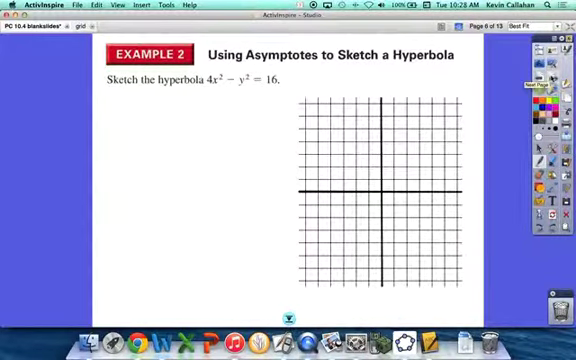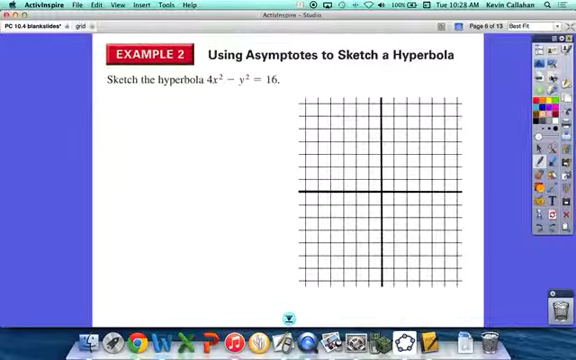So now use asymptotes to sketch a hyperbola. Example 2. So now we're going to see where the B comes up, and it involves asymptotes because hyperbolas have asymptotes. So first, is this equation in standard form? Because why? Because it doesn't equal 1.